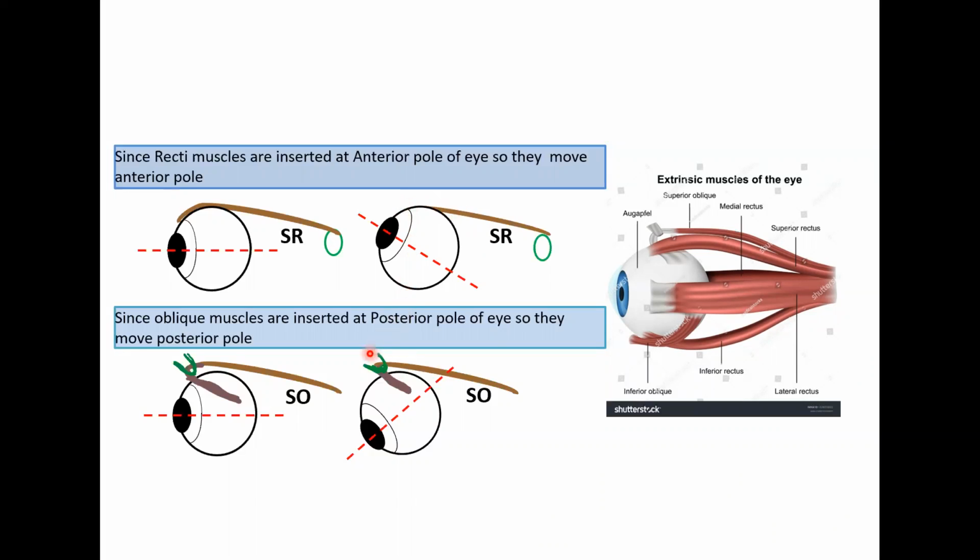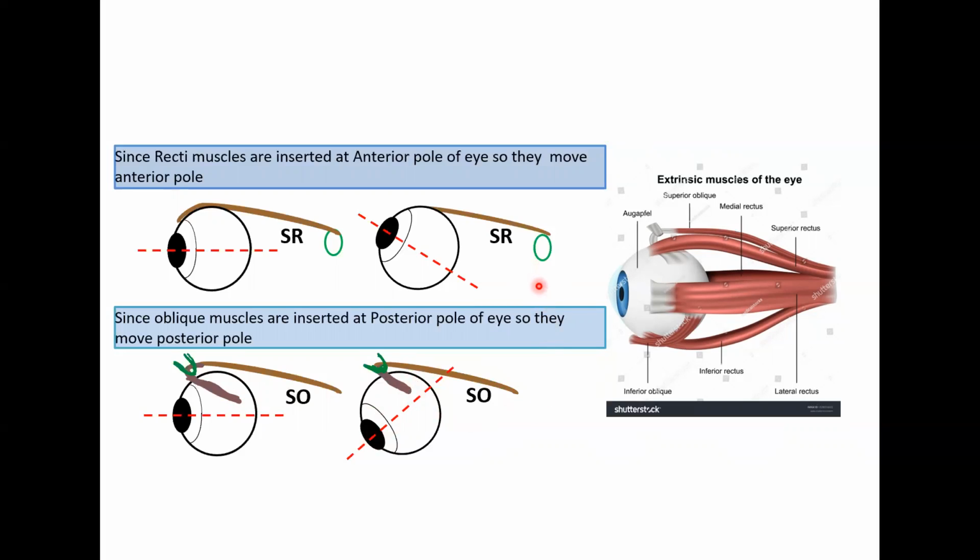But the oblique muscles, as we see in this second set of diagrams, where the superior oblique has been shown, takes origin from the body of the sphenoid, reaches near the roof of the orbit and is inserted at the posterior pole of the eye, or we say that it is inserted behind the equator. So whenever the superior oblique muscle contracts, it will pull the posterior pole upward, as in this second diagram. And the movement which you actually see is the depression of the eyeball.